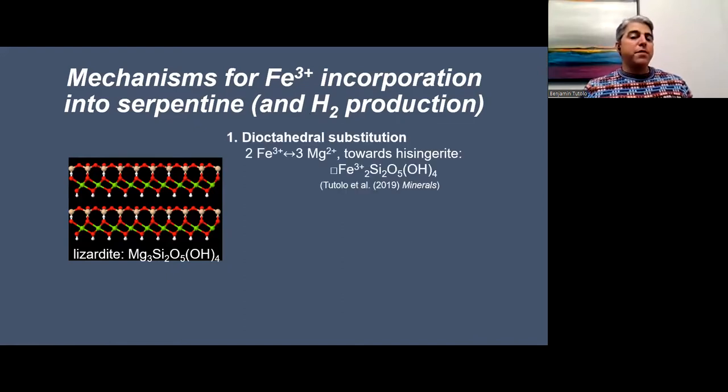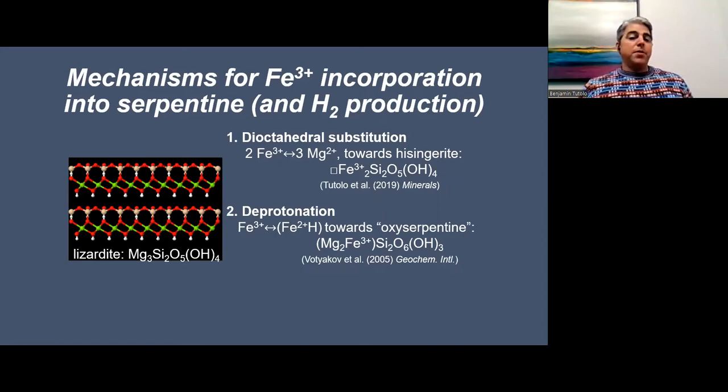This can happen in one of three ways. The first is dioctahedral substitution. We're substituting in 2 oxidized irons for 3 magnesiums, and we're ending up with a vacancy in the crystal structure. This makes a mineral known as hisingerite. This will become even more important when I talk about Mars later on in the talk. But suffice it to say that we did some work on this back in 2019 with Bernard Evans, looking at how this reaction actually happens. So this can form a very nice solid solution with lizardite and hisingerite.